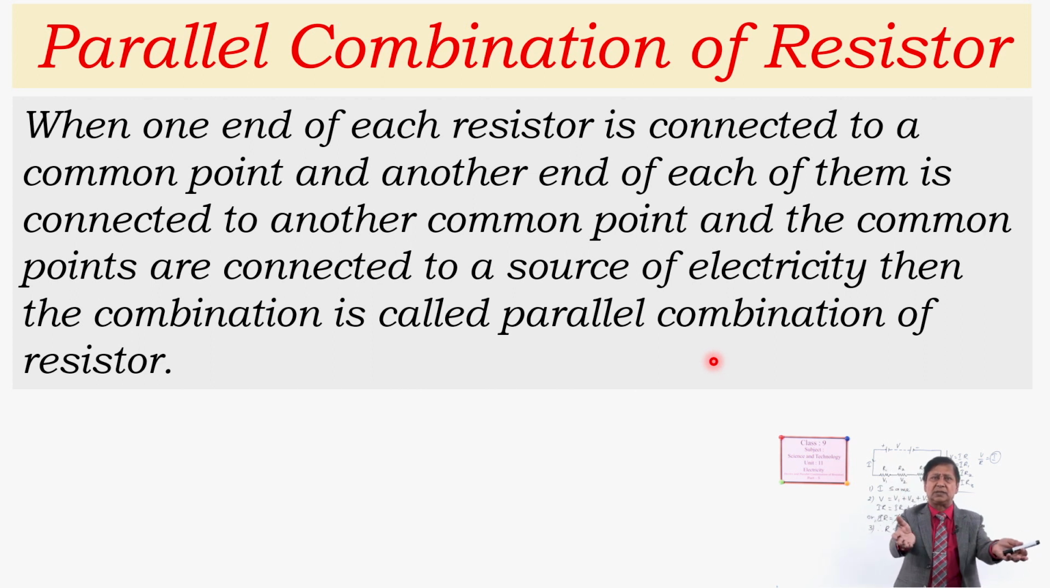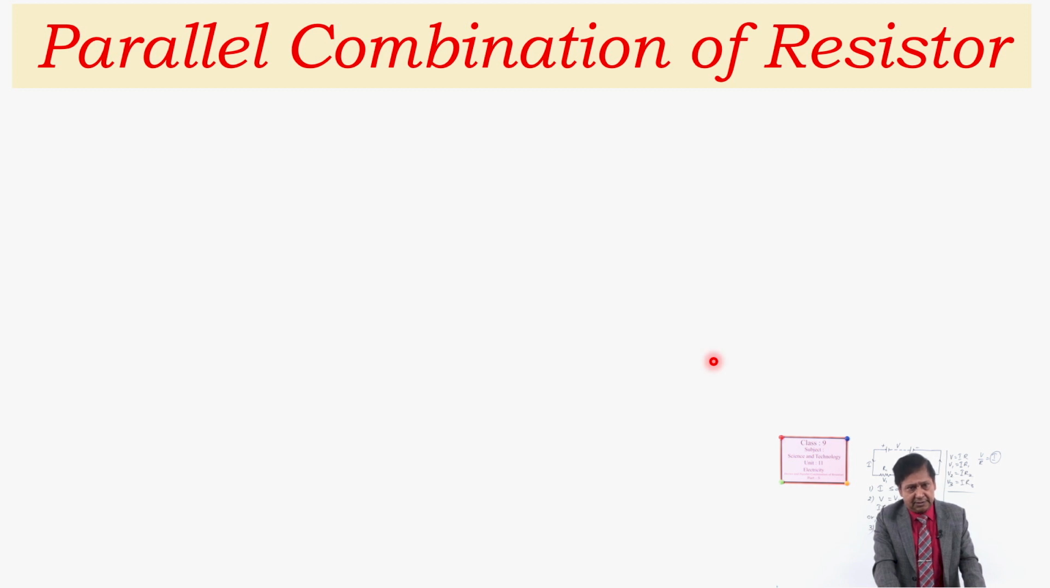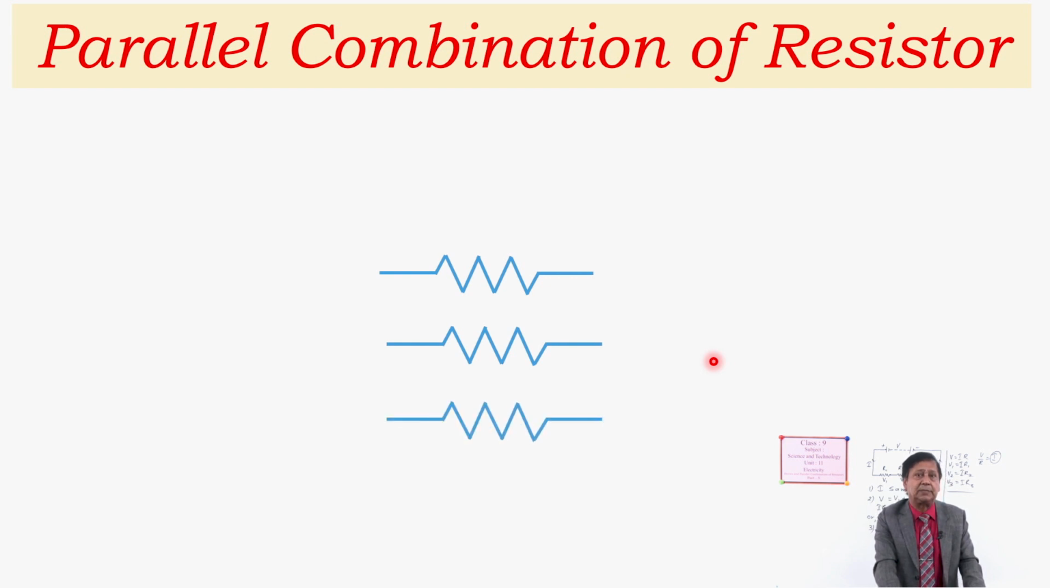Looking at this long definition, we cannot understand so clearly. That's why I want to show you an animated diagram. Look at this. This is a resistor. Another resistor is kept just in front of it, and a third resistor is also kept in front of it. Now I am going to join them in parallel.